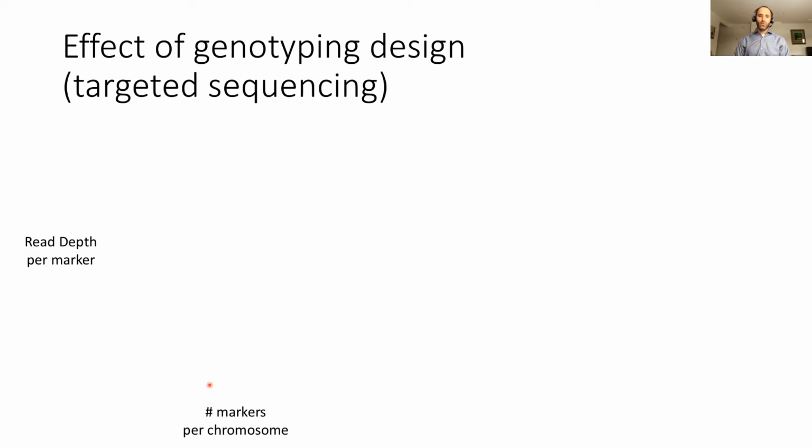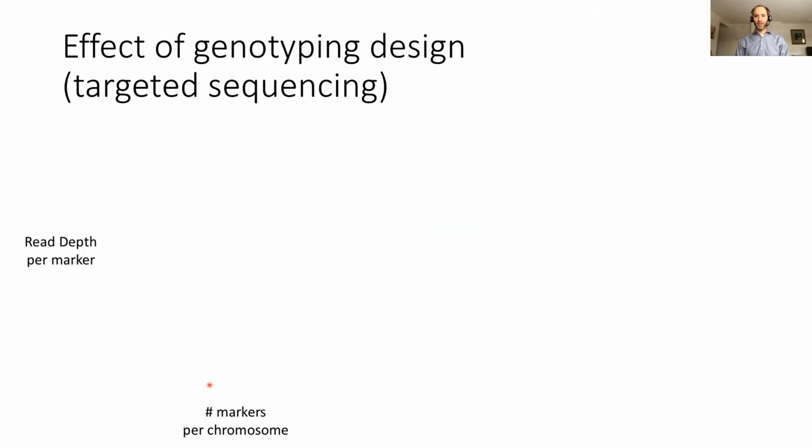Then the next thing we looked at was, what about how you design your marker panel? Of particular interest to us was thinking about these newer types of genotyping platforms that many of us are considering now, where we can design the number of targets that we want to sequence. So it may be based on some type of sequence capture with a hybridization-based design, or it could be these multiplexed amplicon technologies like the DART tag that some of us are exploring now.